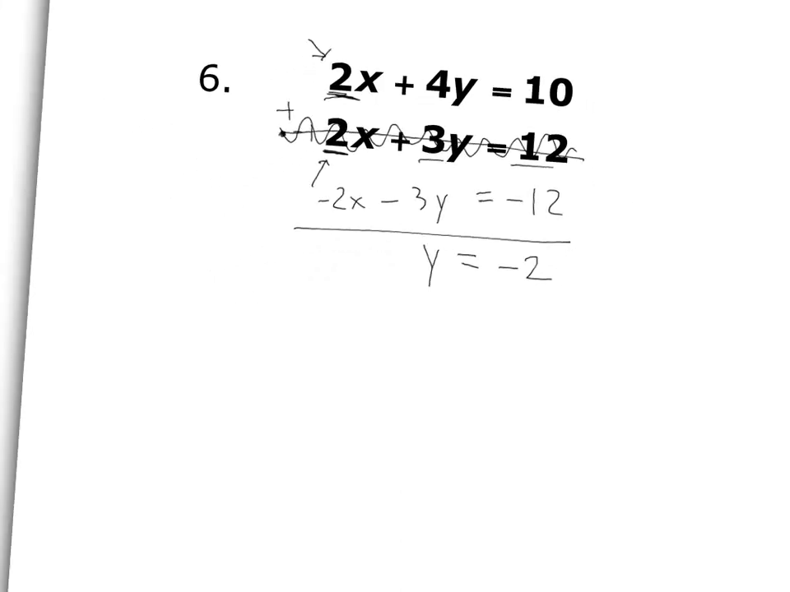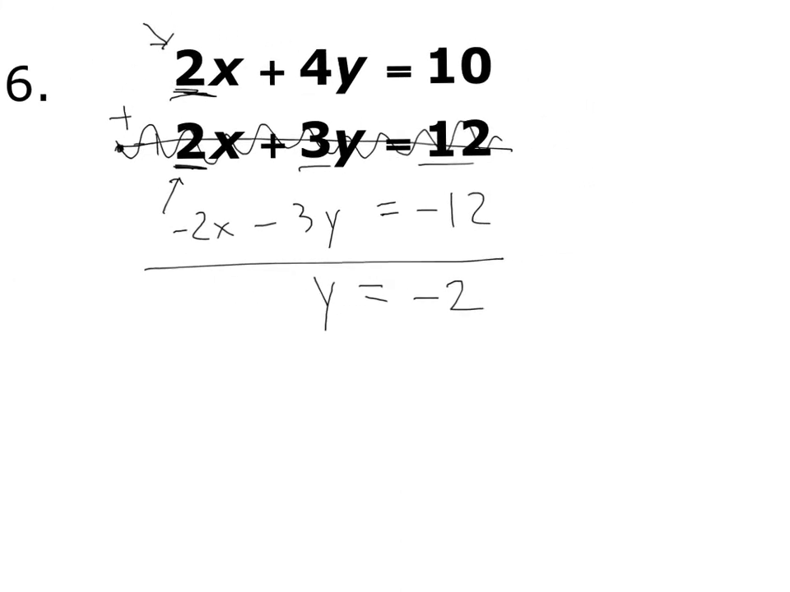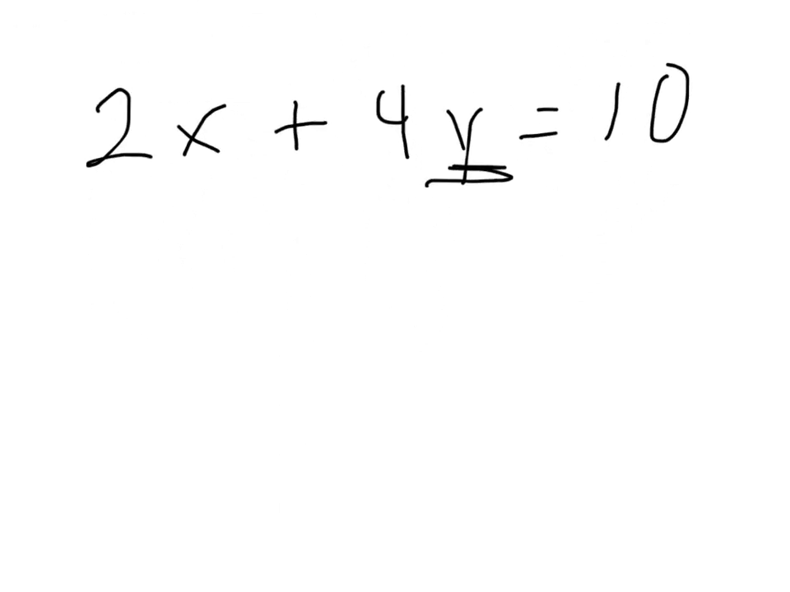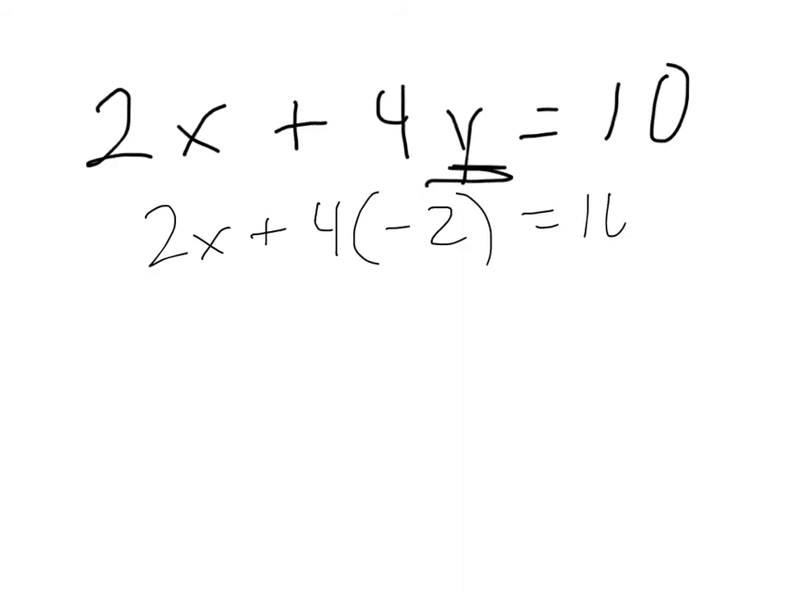So let's use that top equation up there, that 2x plus 4y equals 10. And we're going to plug in, instead of y, a negative 2. Okay, so let's rewrite it. We got 2x plus 4 times negative 2, and that all equals 10. Okay, so if we distribute that 4 and the negative 2, you have 2x minus 8. 4 times negative 2 is negative 8, and that all equals 10.